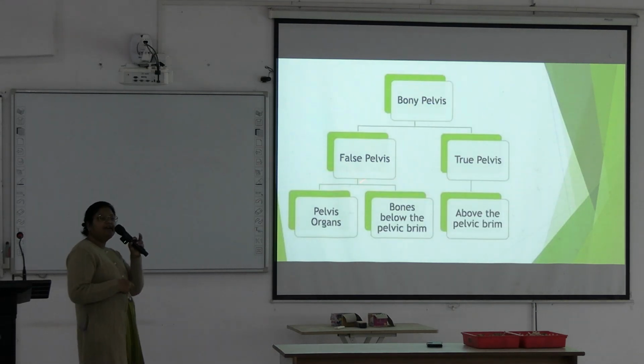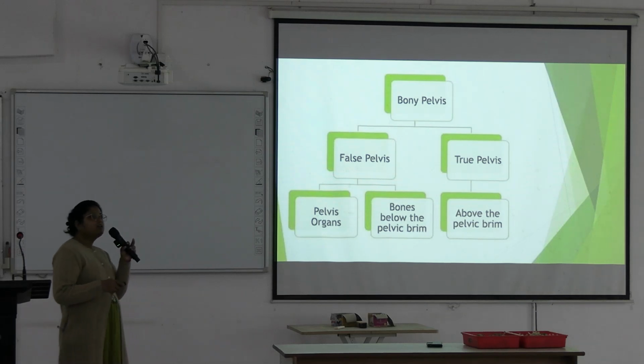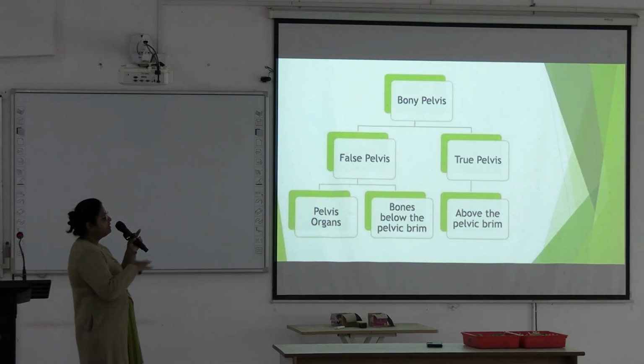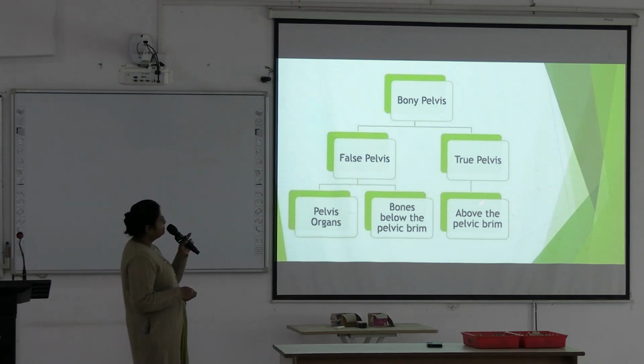the bony pelvis is divided into 2 parts, false pelvis and true pelvis. False pelvis is above the inlet, the true inlet of the pelvis. It contains the pelvic organs and bones below the pelvic brim, and true pelvis is above the pelvic brim. It is opposite actually. Below the pelvic brim is true pelvis, above the pelvic brim is the false pelvis. Okay, understood? Next.